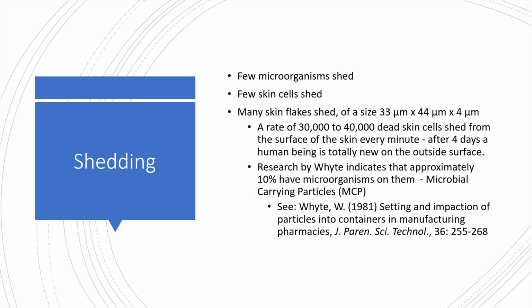So the primary thing that's shed is rarely individual microorganisms, but more likely microorganisms attached to skin detritus. And these are typically not single skin cells, but a combination of skin cells in the form of flakes. And the typical size, again drawing on some of the pioneering work by Bill White, is maybe 33 by 44 by 4 microns, and at a rate of 30,000 to 40,000 dead skin cells shed from the surface of the skin every minute.